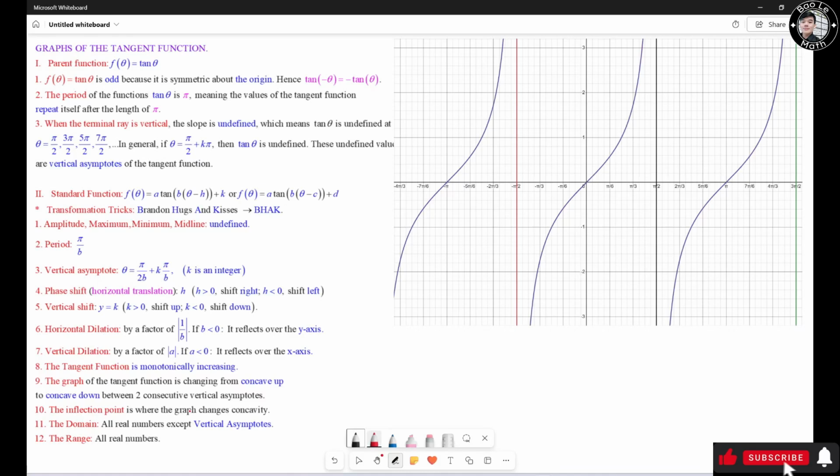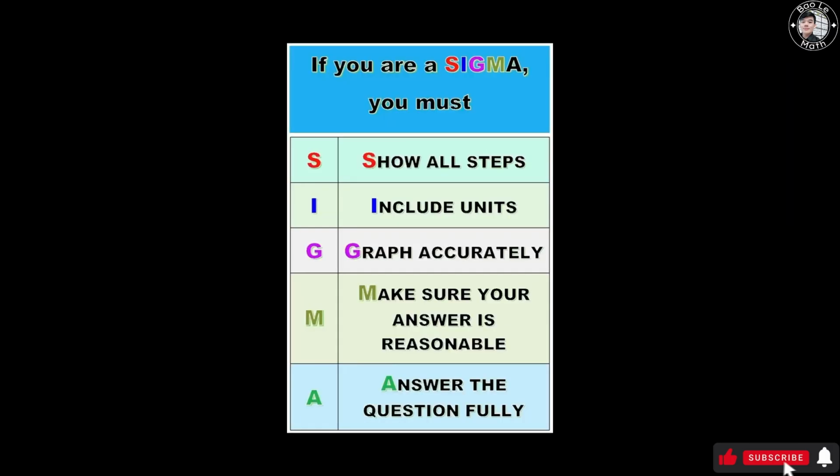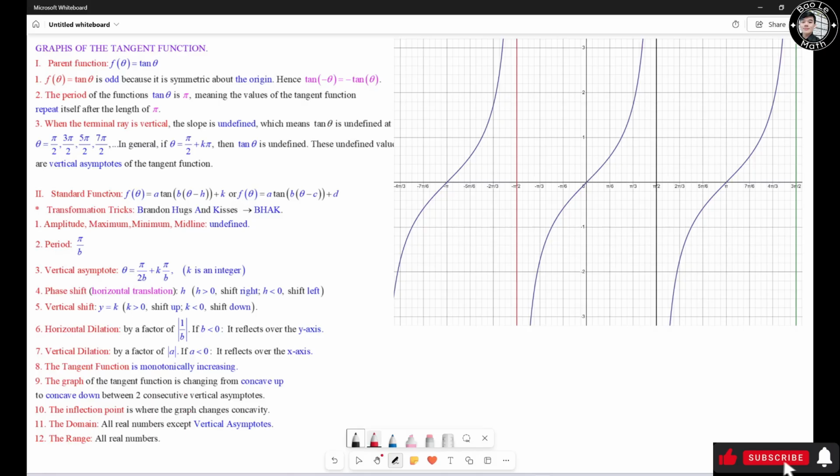Hello everyone, in this video we will learn how to graph the tangent function. So we know that the parent function of the tangent function is f of theta equals tangent of theta. The tangent function of theta is odd because it's symmetric about the origin. So then you have tangent of negative theta equals negative tangent of theta.